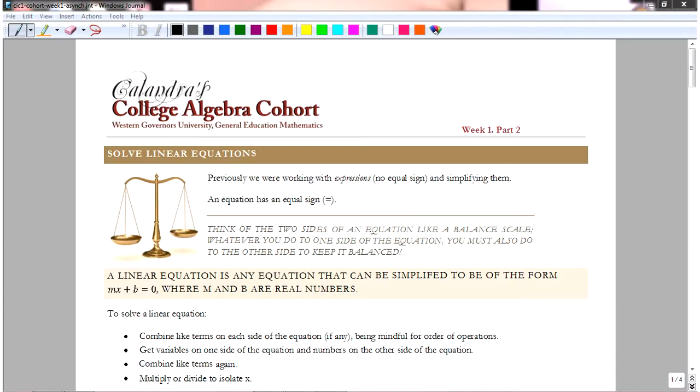Today I'm going to go over with you how to solve linear equations, how to solve rational equations, and then we'll look at some application problems where we will be using these techniques.